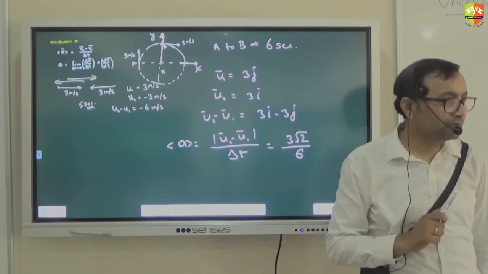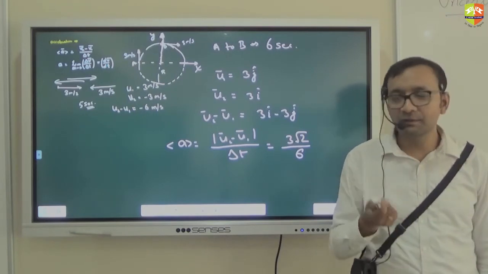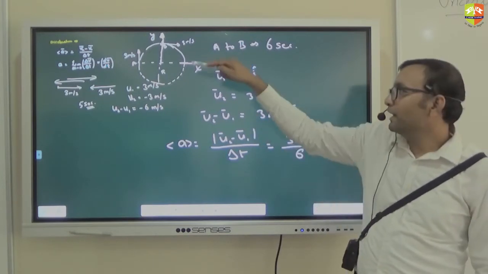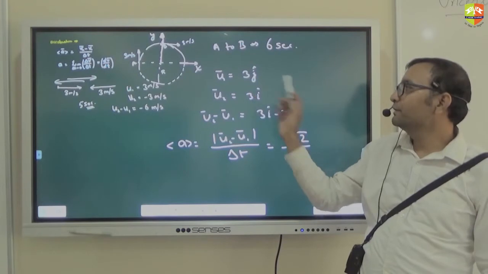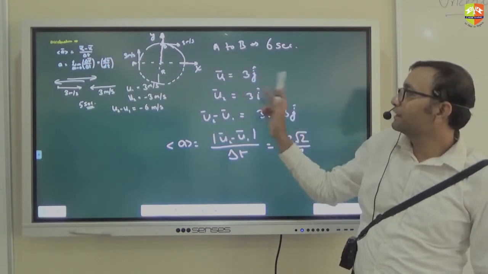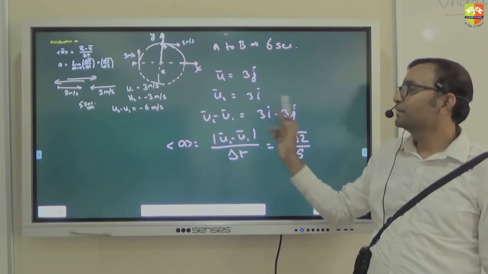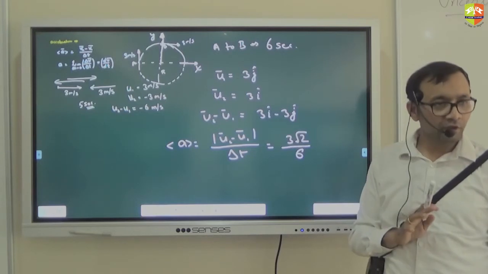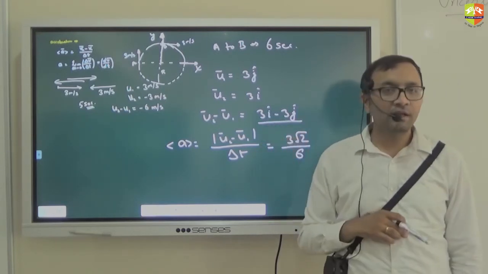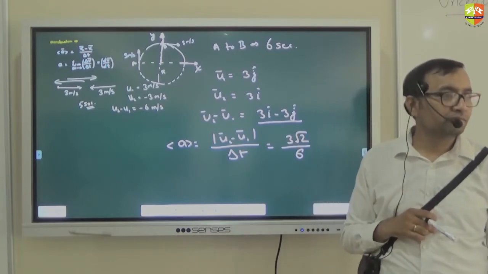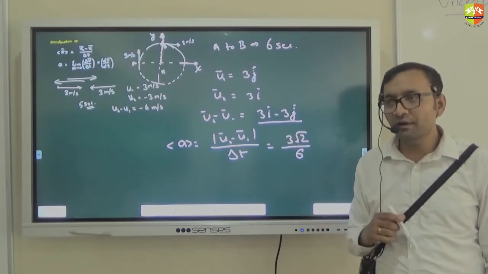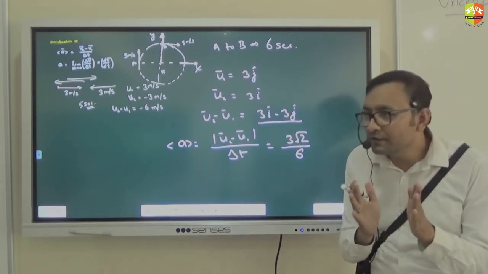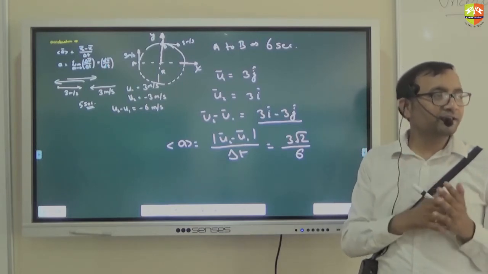Or you use the triangle law of addition or subtraction. But it is safer to write like this. You fix your x and y axes, determine your initial velocity along the y axis, so it is 3j, and the final velocity along the x axis, so it is 3i. So v2 minus v1 is 3i minus 3j. This is your difference in velocity. So the magnitude of this is what? Root over 3 square plus 3 square, which is 3 root 2. That is the magnitude of the difference in velocities. That divided by 6 is your average acceleration.